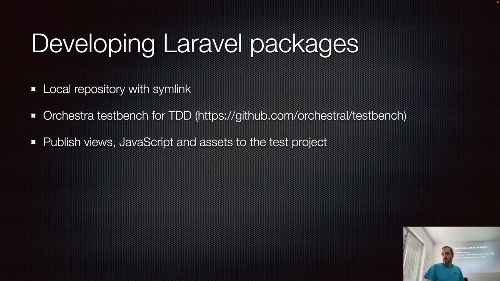So we publish views, JavaScript, and assets to the test project. That's a bit of a painful point because that needs to be done over and over again. So you change something in the JavaScript, you have to publish it again. What I like to do in these cases is the initial version in the package, publish it, and then work on that part in the project. And when I finish, I just copy back the result to avoid this publish over and over again.